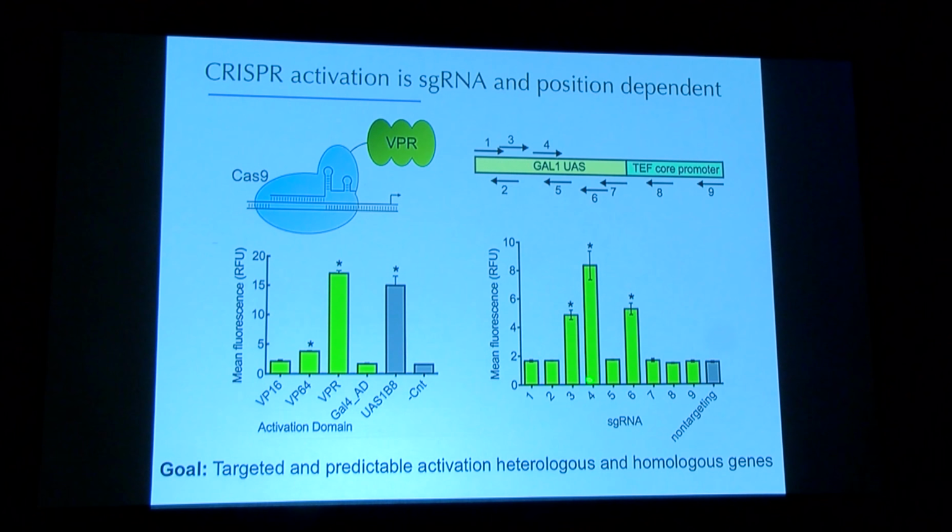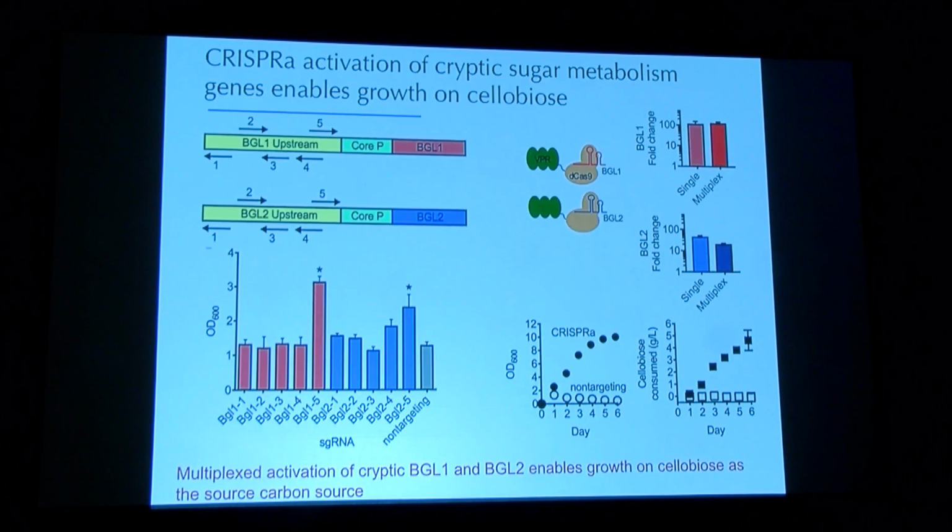Maybe number 5 is just a bad sgRNA, not sure, but at least there's some positional dependency in activation. And in the non-targeting control, we also see no activation. So this is really a synthetic system, but we wanted to use it to see if we could activate cryptic genes, or genes that are not typically upregulated during growth.